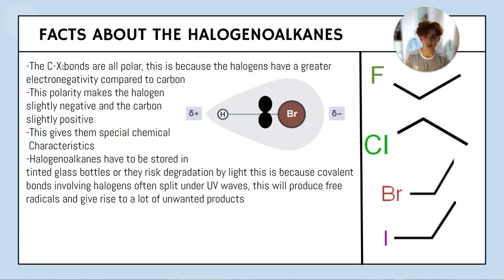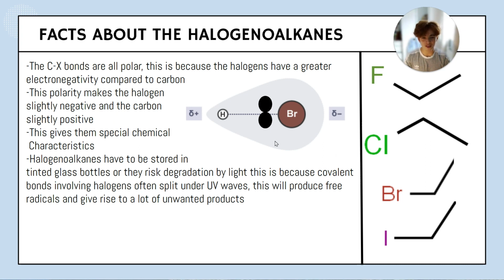The C-X bonds, X representing all of these halogens, are all polar, and this is because halogens have a greater electronegativity compared to carbon. And you are probably looking at me like, what the heck does that even mean? What does polar mean in this context? What does electronegativity even mean?